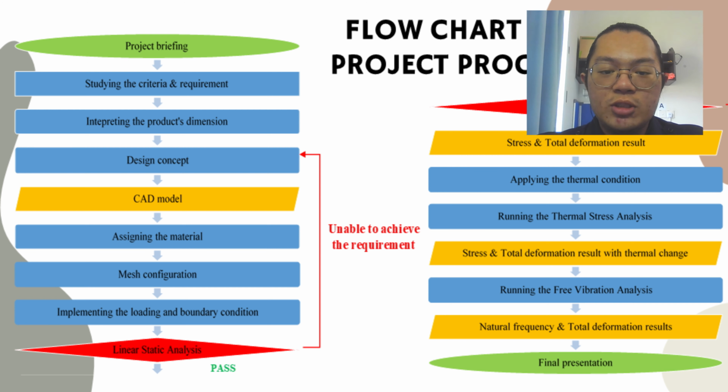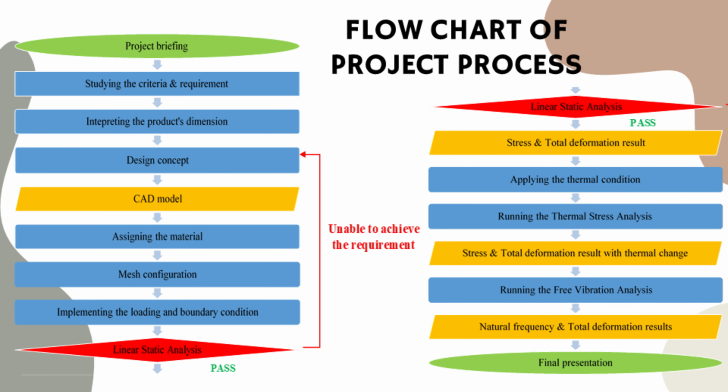Next, we have the flowchart outlining the entire project. In the first phase, we gather information from the project briefing sections. After studying the criteria and requirements, we proceed to generate our design concept and translate it into a CAD model. Subsequently, we perform linear analysis using the model to ensure that our design meets the specific requirements. Once this is accomplished, we proceed with the remaining analyses and compile our results and discussion.